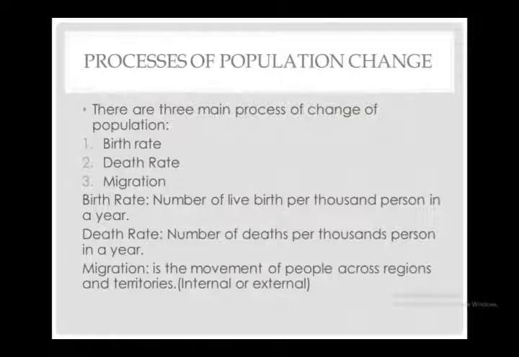Okay, now the death rate is the number of deaths per 1,000 persons in a year. And the migration, right? It's a movement of people across regions or territory.